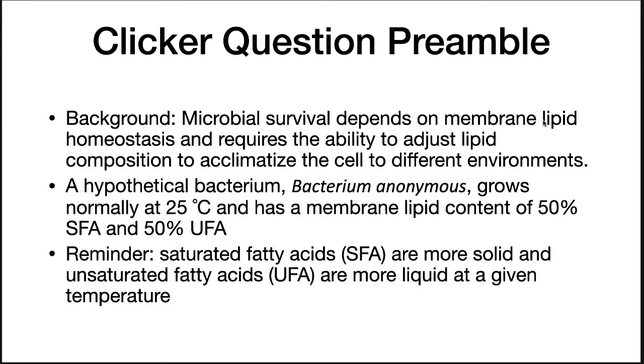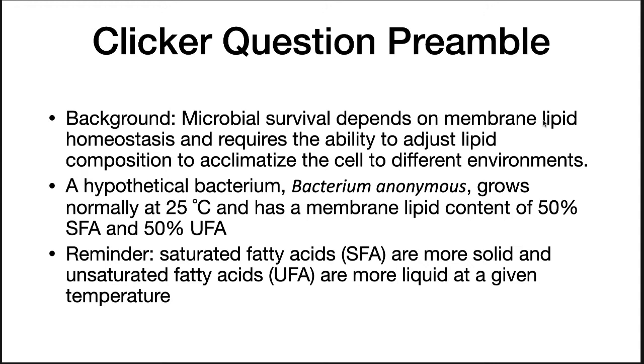Given all this, consider the following question. Microbial survival depends on membrane lipid homeostasis and requires the ability to adjust lipid composition to acclimate the cell to different environments. A hypothetical bacterium, Bacterium anonymous, grows normally at 25 degrees centigrade and has a membrane lipid content of 50% saturated fatty acids and 50% unsaturated fatty acids.